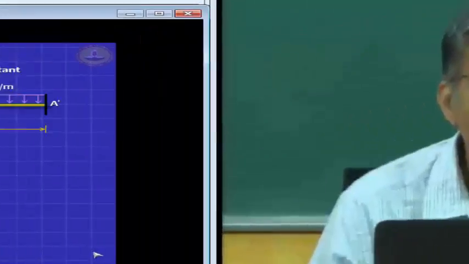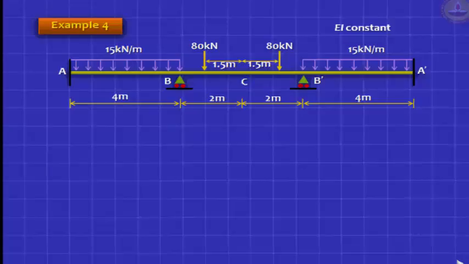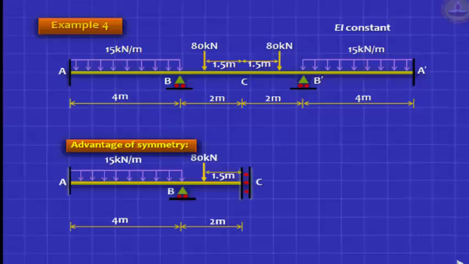Let me see. In example number 4, at point C, there is a simple support. Then why do you consider it as a fixed support? Can I speak to the person, whoever asked this question? Can you see this picture? At C, there is no support. So what we are saying is, that's an axis of symmetry. It's cutting through the middle of the beam. This is a support that you have to give to capture the deflected shape.